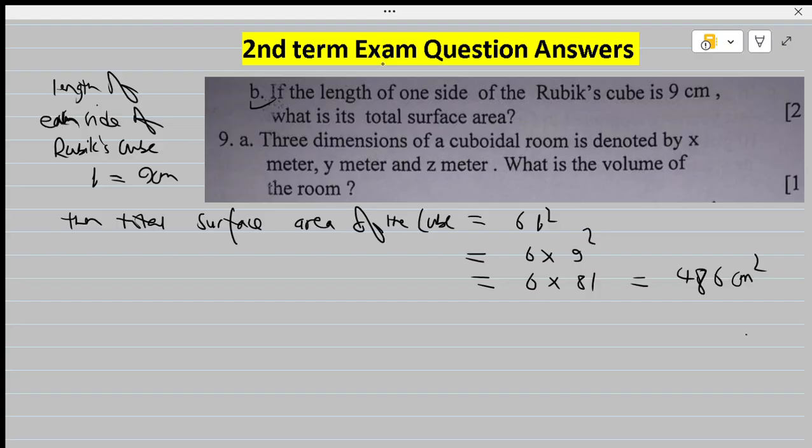Right. Now go with number 9. So what's said here? The 3 dimensions of a cuboidal room are denoted by x meter, y meter, and z meter. So they are obviously length, breadth, and height. Right. So what is the volume of the room?